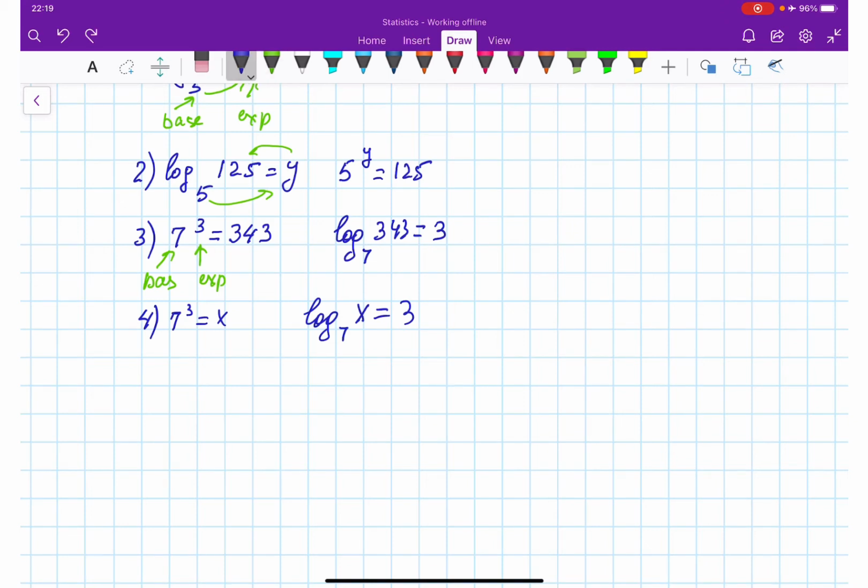Question number 5. Eight to power a is equal 225. So write it in the format of log. Log, result is 225 by base 8, and this is equal a.